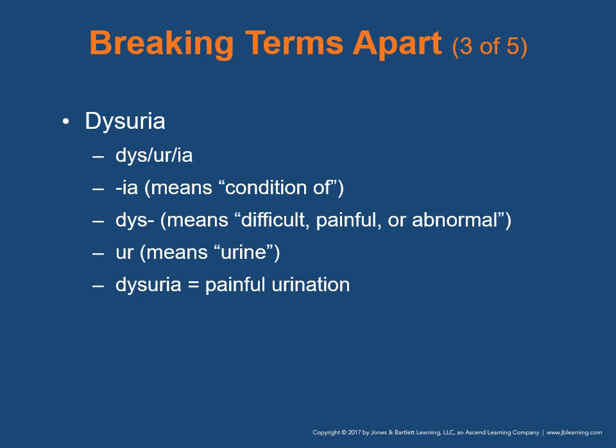All right, here you have dysuria. So dysuria. The ia means condition of. Dys means difficult, painful, or abnormal. And ur means urine. So together, dysuria is painful urination, pain when urinating.